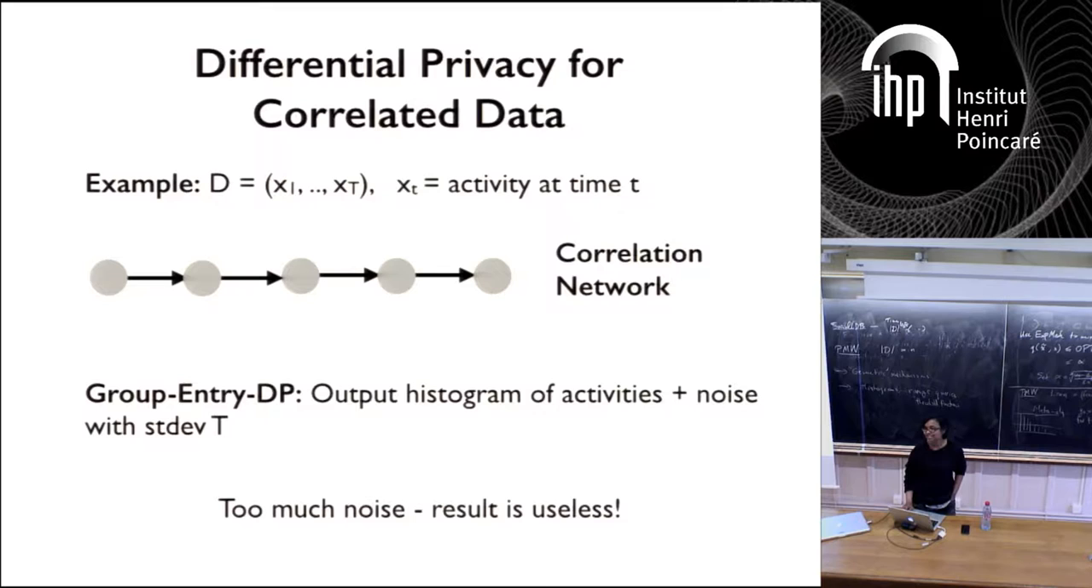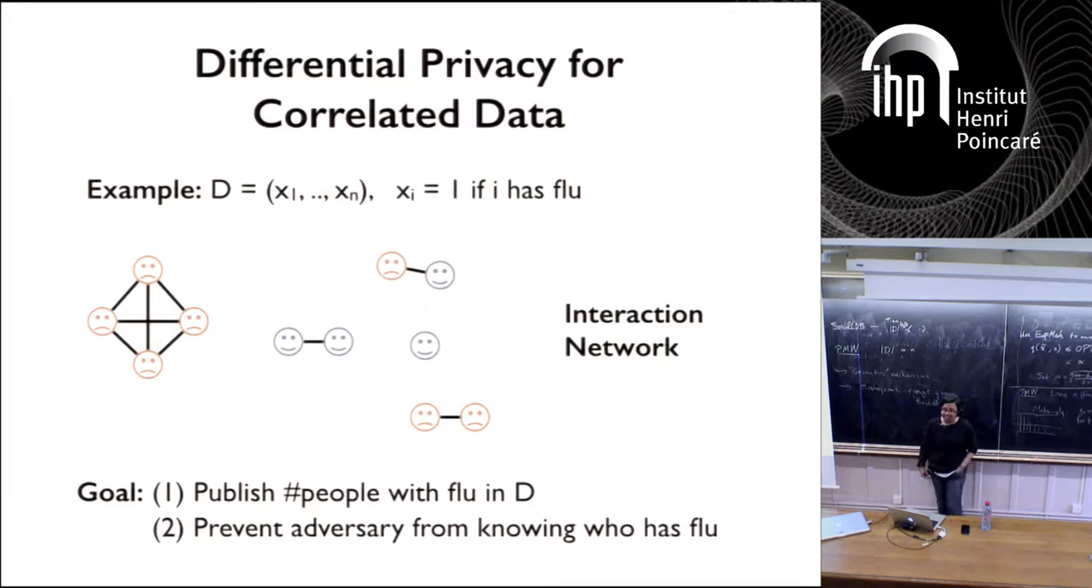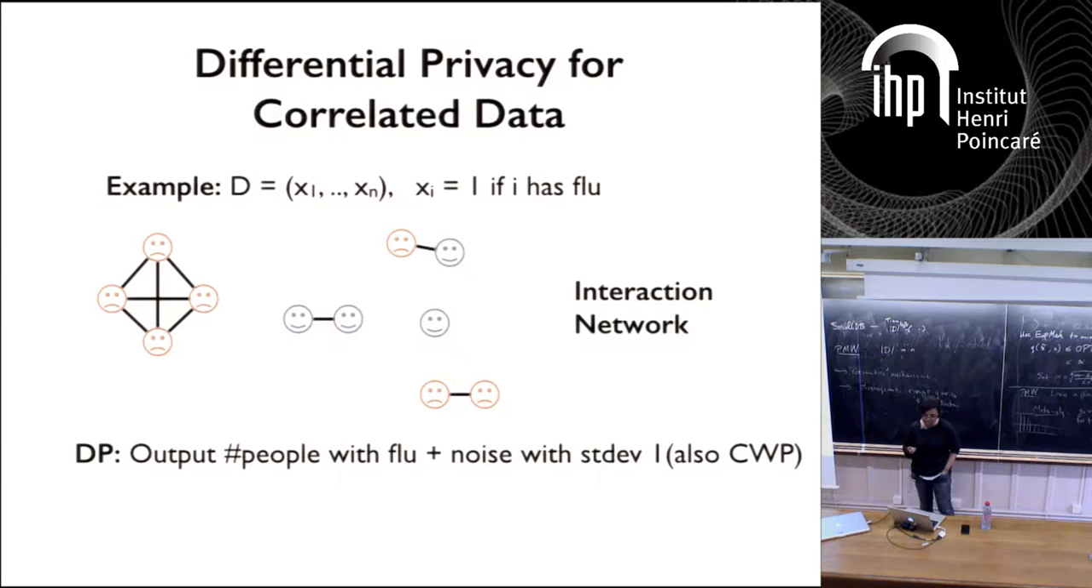Let's go ahead. The other one is the flu example that we talked about. You want to publish the number of people with flu, and you want to prevent the adversary from inferring whether a particular child has flu or not, right? And here again, if you use differential privacy, the view that you would take is that the participation of a single child would not make a difference. And so you would output the number of people with flu and noise with standard deviation one, right? And this is true even if a single child was not in the daycare, that's the difference it would make. And couple worlds privacy would also do something like that, okay?